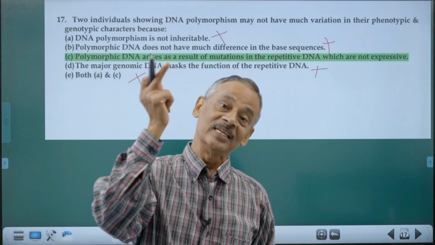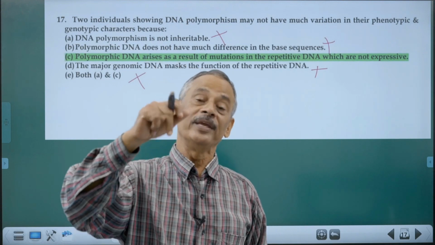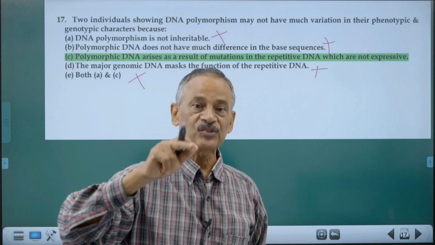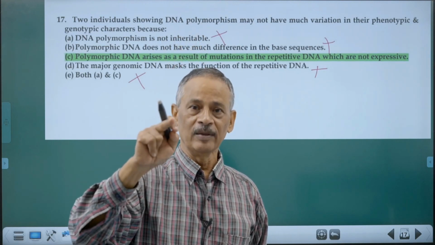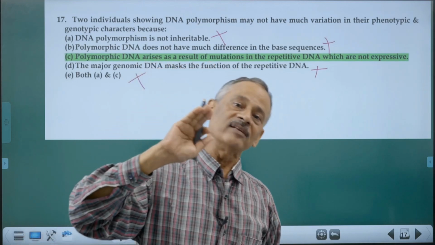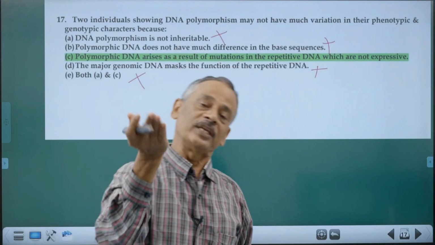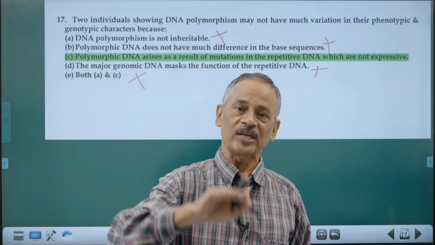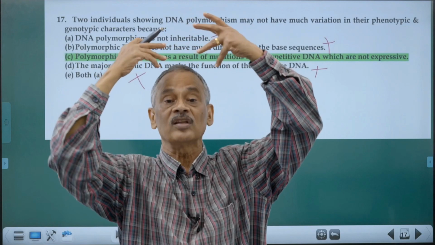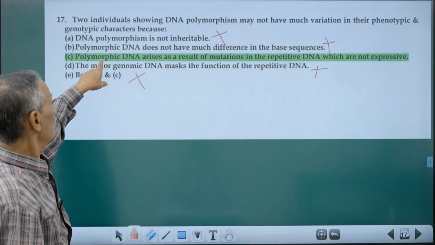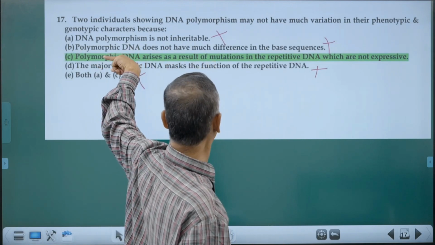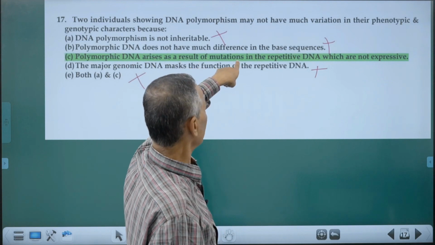So, a mutation in the expressing part will be eliminated and will not be retained for a longer time, whereas mutations or changes in the DNA in the non-coding part do not bring about any change in the character, and so are not at all eliminated. So it remains without any elimination in the non-coding part and is transmitted from generation to generation for thousands and thousands of generations. So polymorphic DNA, meaning more difference in the DNA in that part, arises because of mutations in the repetitive DNA.